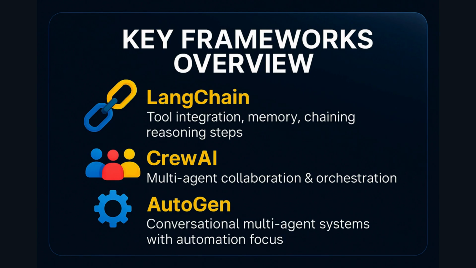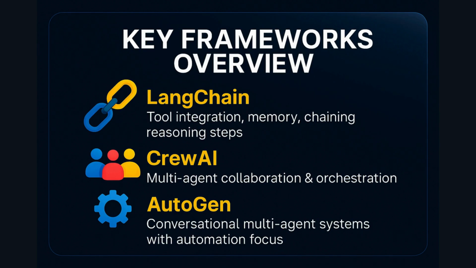As the demand for intelligent, task oriented agents grows, understanding the foundational frameworks that power them becomes essential. This slide presents a concise overview of three leading agentic AI frameworks, each contributing uniquely to the development of smarter, more capable systems. LangChain stands out for its ability to integrate tools, manage memory, and chain reasoning steps, making it ideal for building agents that require contextual awareness and sequential logic.